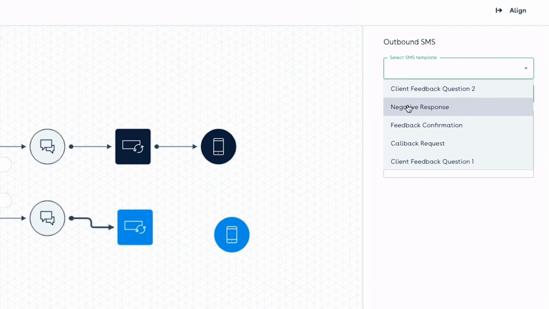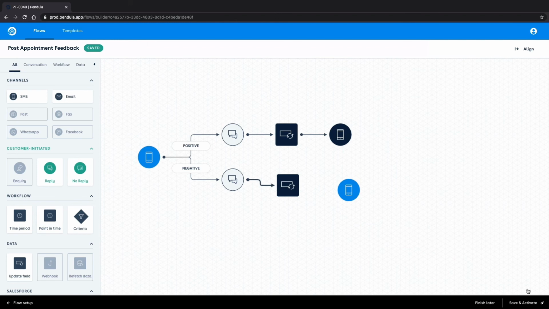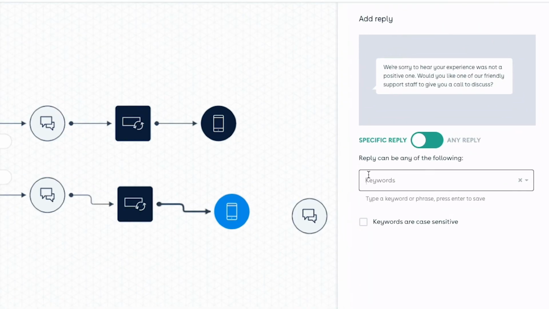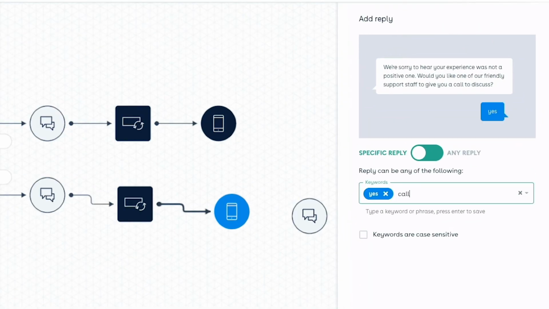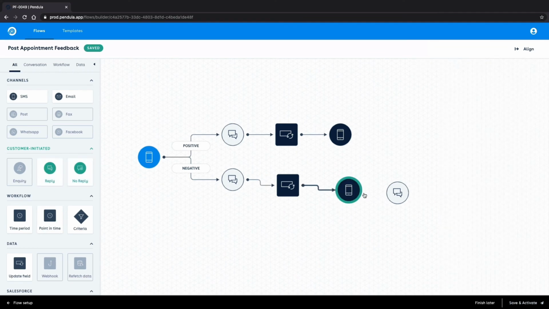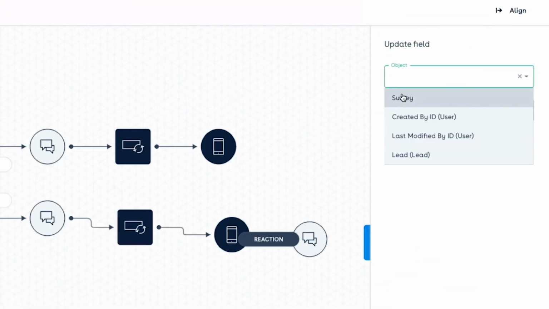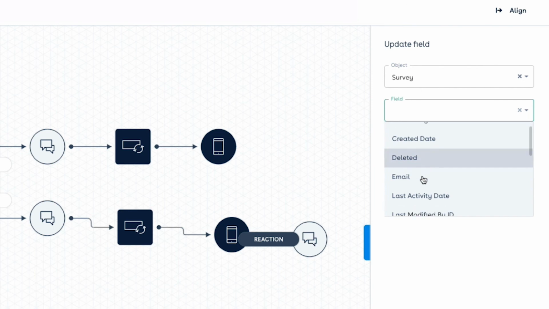I'm dragging across another outbound SMS. However, this time I'd like to ask whether they'd prefer one of our team to give them a call to see if they could make the situation better. To make sure I understand how people are responding, I'm going to enter some keywords. I'm updating some information in the CRM.